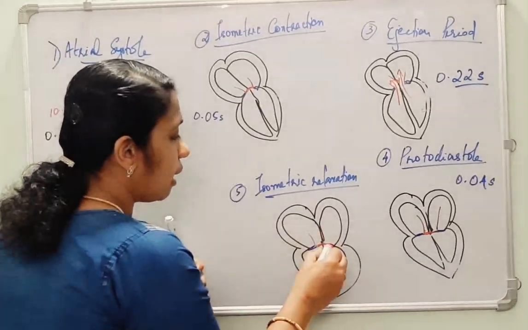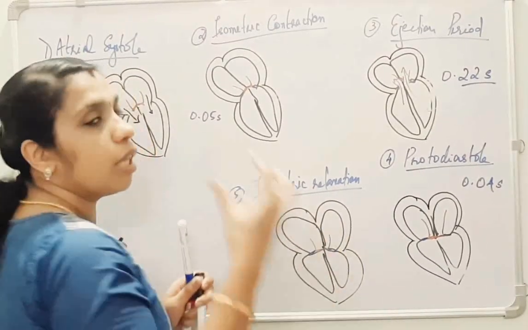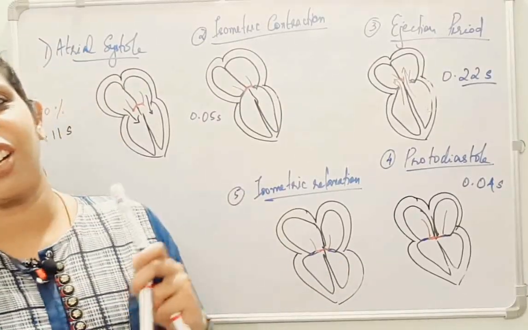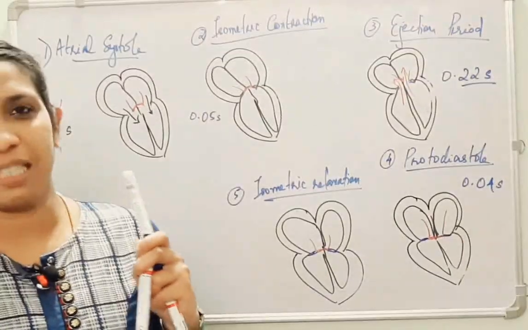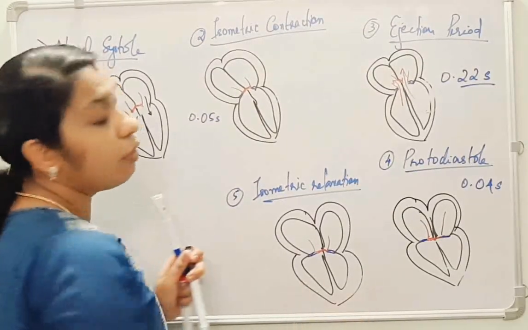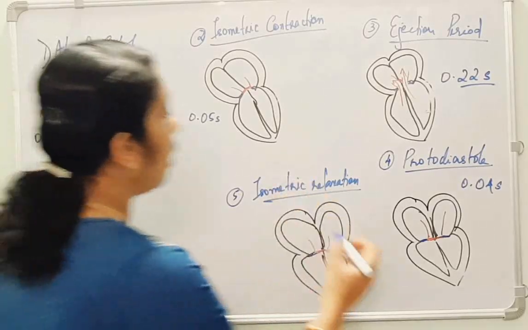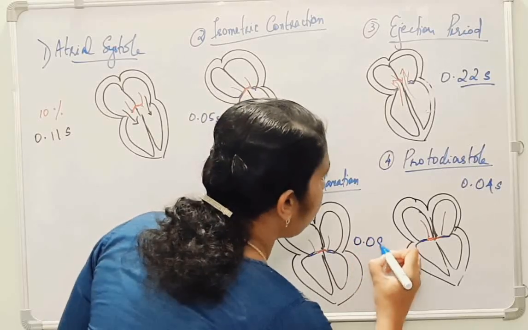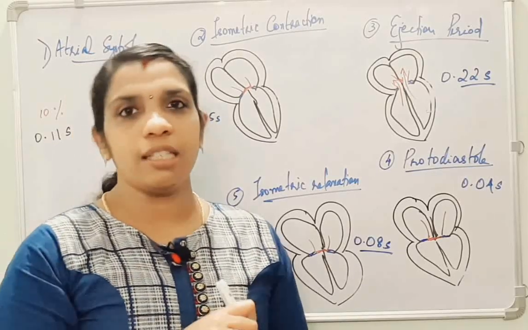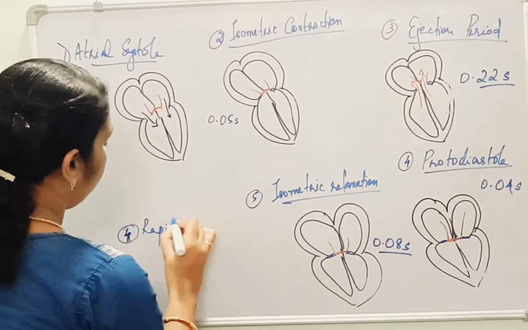The significance is that when the pressure in the ventricle is reduced, in order to receive the blood, in the isometric relaxation phase the atrioventricular valves get opened. Understand? Atrioventricular valves get opened. This is the significance of isometric relaxation phase, and the time limit of isometric relaxation phase is 0.08 seconds. 0.08 second. Next step is rapid filling.